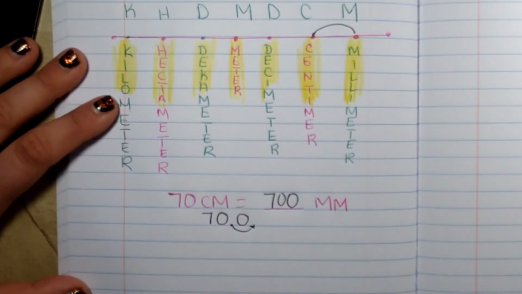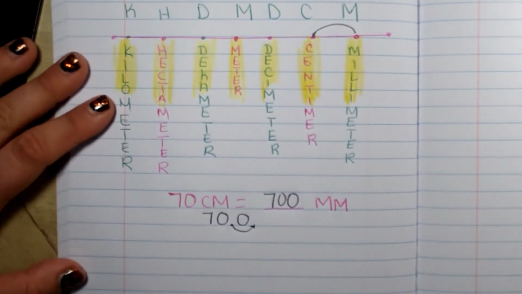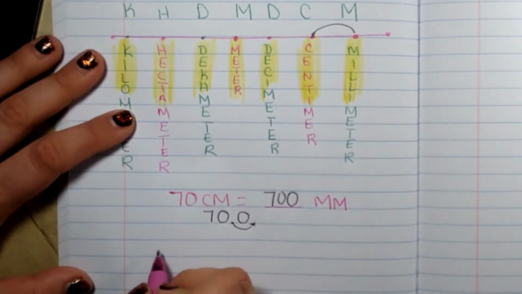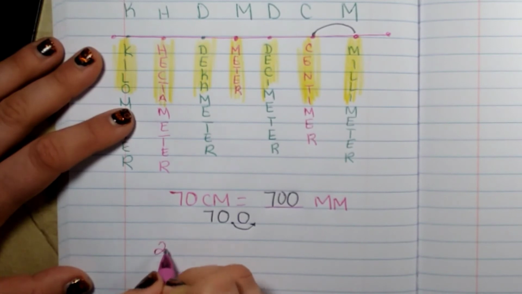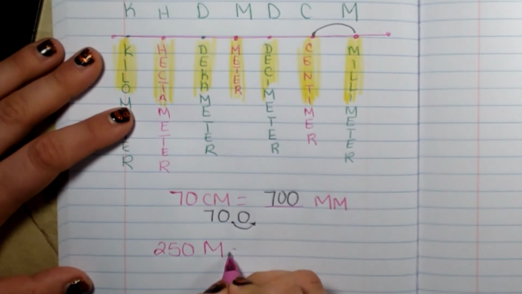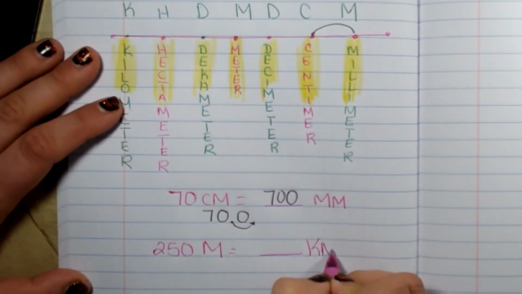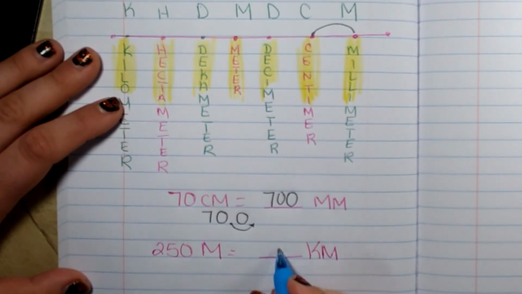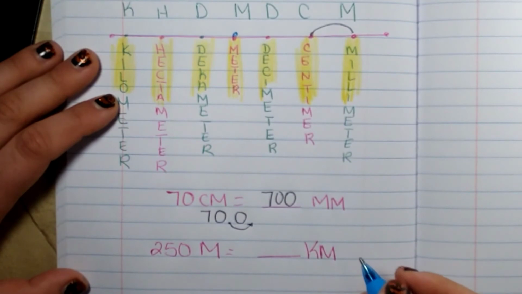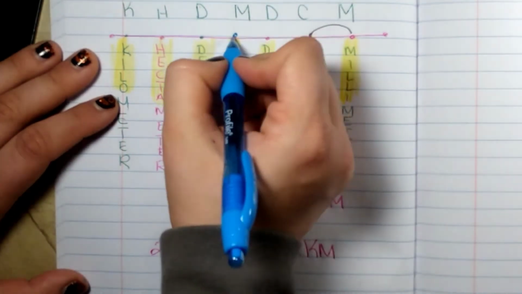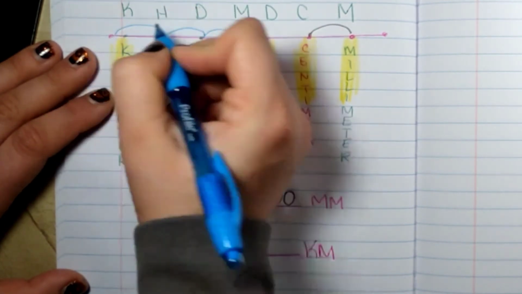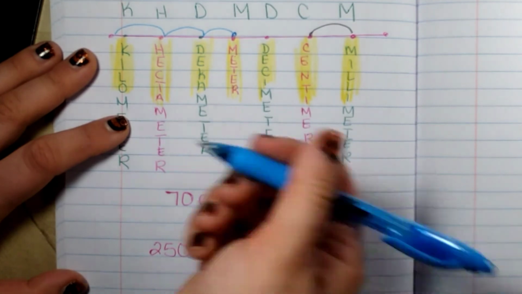I'm going to do a different color. I think I'm going to do blue. So we're going to say, I'm going to go this way. 250 meters equals how many kilometers? So I'm going to go blue. I'm going to start on meters and then stop when I get to kilometers. 1, 2, 3. 3 to the left.